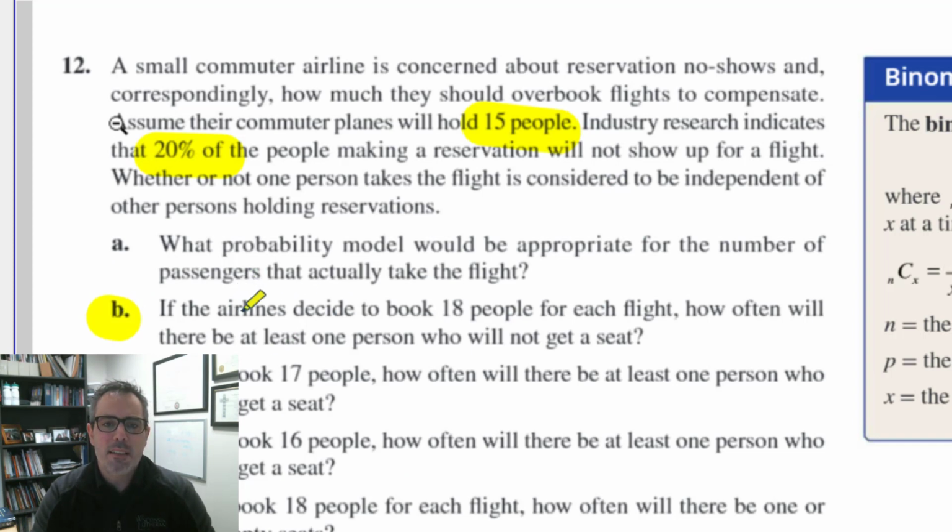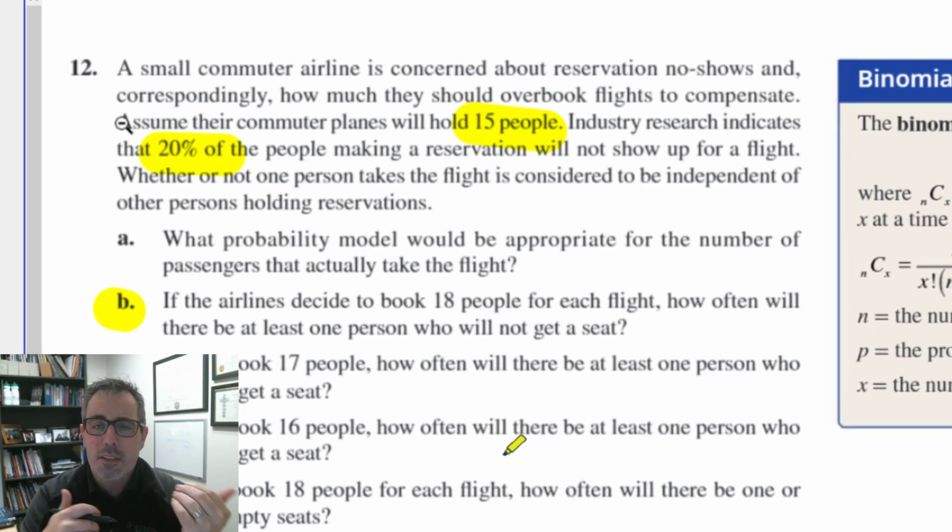It says, if the airline decides to sell 18 tickets for this flight, how often will there be at least one person who will not get a seat? Which means that I'm selling 18 tickets. How often are 16 or more people going to show up? Because if 15 people show up, everybody gets a seat. If 16 do, then there's one person that doesn't have a seat. So you're going to realize that when you're looking at these problems, it's a lot about trying to define and understand the context, understand what it means to have success or failure.